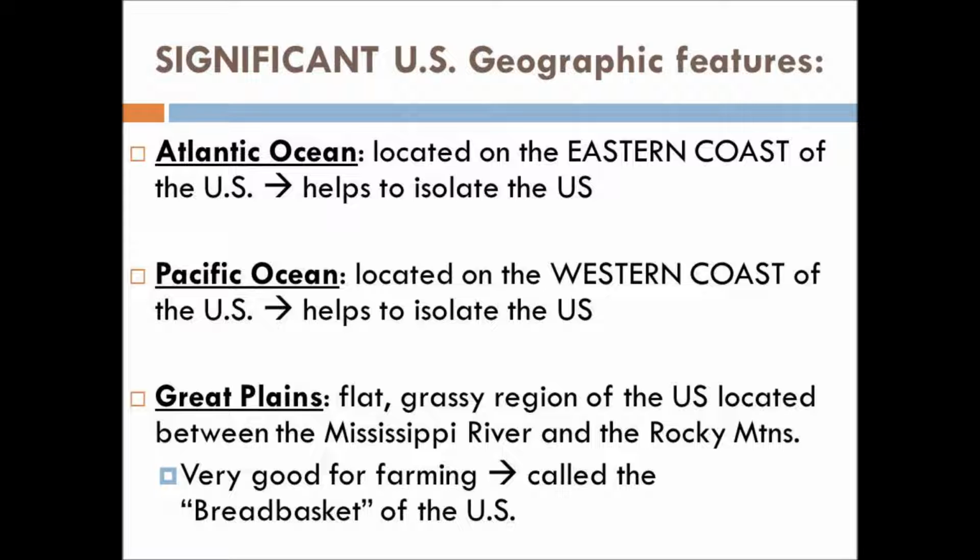The Great Plains is a flat, grassy region of the United States located between the Mississippi River and the Rocky Mountains. It is very good for farming. We need to know that. That is incredibly important for this year, and we're going to learn about that a lot. It's called the breadbasket of the United States because most of our food comes from the Great Plains.